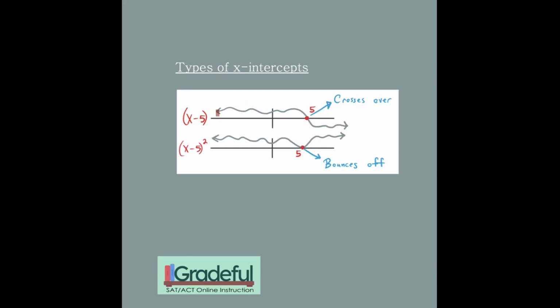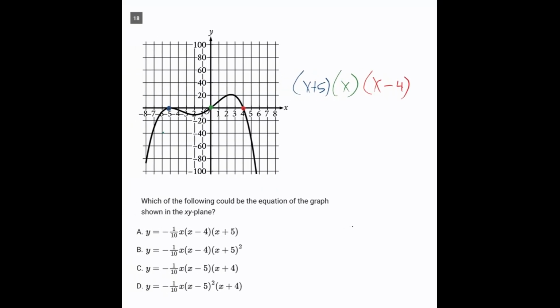If a function is just moving around, doing its thing, and when it crosses the x-axis, it crosses the street, that would be, most likely, a factor to the first power, what we might refer to as a single root. If, on the other hand, our function is going around doing its thing, and when it hits the x-axis, it bounces off like a wall, that's what we would refer to as a double root, something to the second power. So it's good to know the difference between a single root that crosses and a double root that bounces off. So now we can look and see which of these are crossing and which are bouncing off.